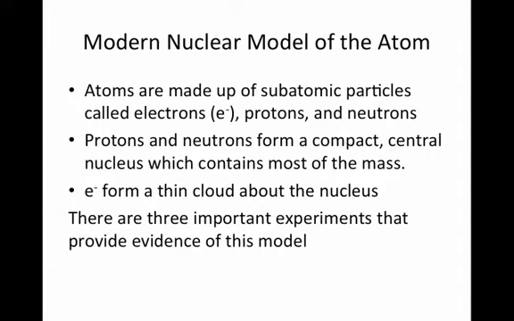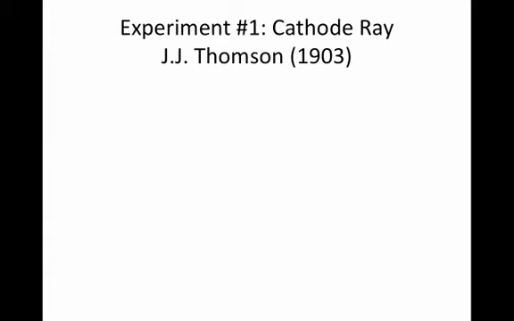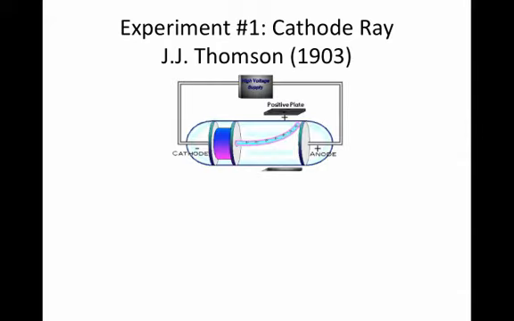We're going to discuss three important experiments that provide evidence for this model. So the first one is a cathode ray experiment. This was done by J.J. Thomson way back in 1903. Here's an almost correct drawing of the model. You can see here we have this glass tube. This is a vacuum tube.